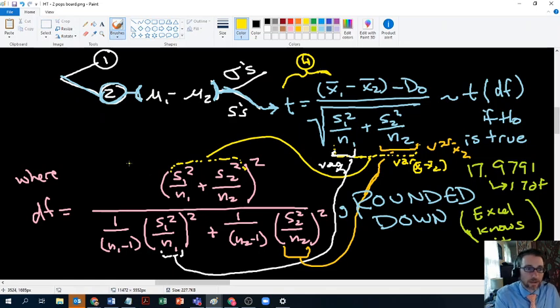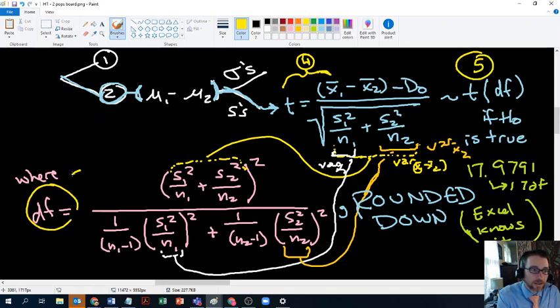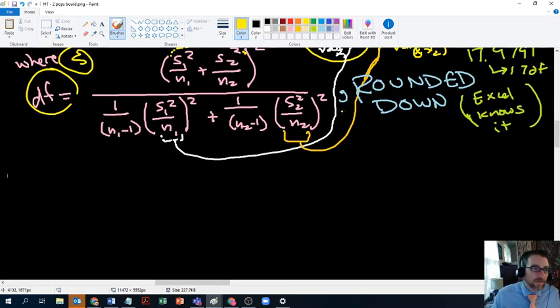And so we would do that. And then this right here tells us what we need for step 5, right? Which curve are we going to draw? And so step 4 is to calculate this, right? We take our x bars and our d0 and s1 squared and n1 and all that stuff. We calculate the value of our t. And then in step 5, right?